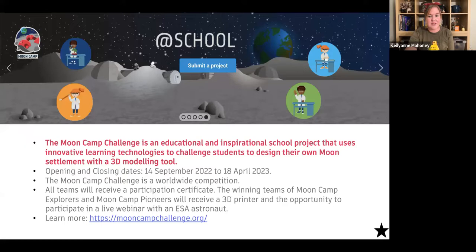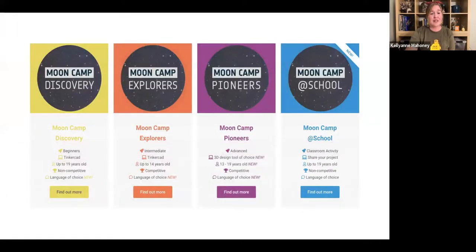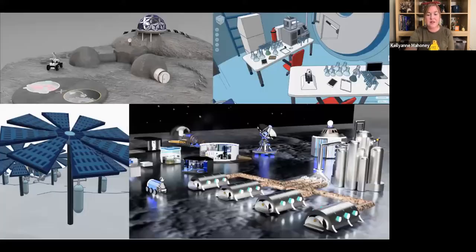There are prizes. Winning teams can win a 3D printer and also the opportunity to participate in a live webinar with a European Space Agency astronaut. So these are the different levels. And even if your students are in high school and just starting Tinkercad, there's a category for them. MoonCamp Discovery is up to 19 years old. And then they also encourage students that if they are 13 or older to use Fusion 360 in their designs.